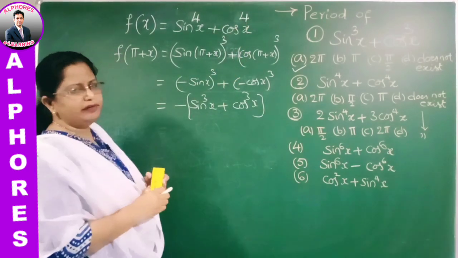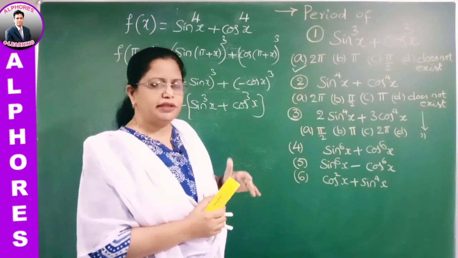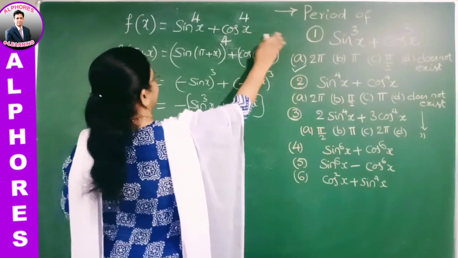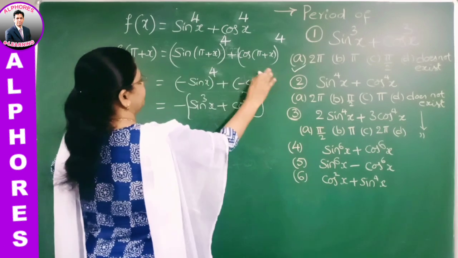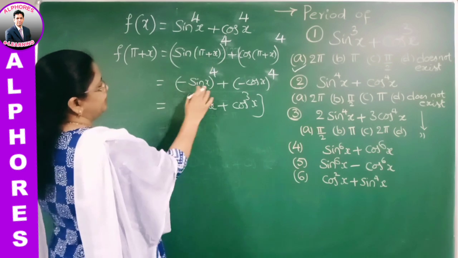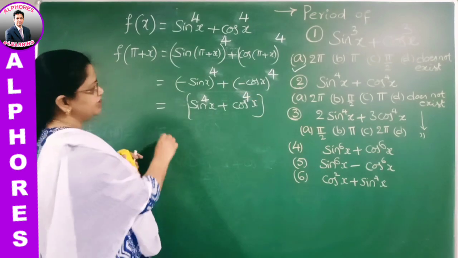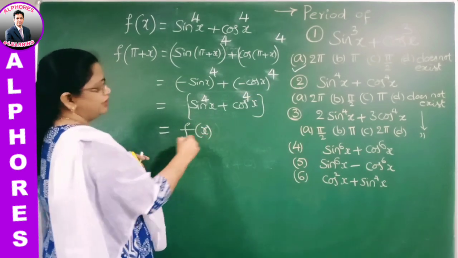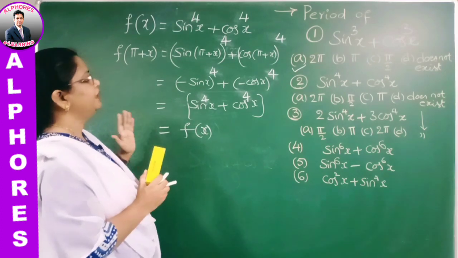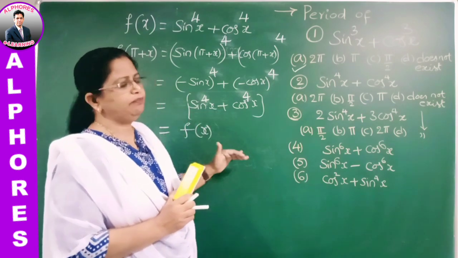Next, again our observation: anyhow 2 pi is satisfying undoubtedly, but the next observation is pi. If I take pi here, as these are even powers, you get minus sin x, that is sin of 180 plus x, whole power 4, and therefore this value you got is nothing but f of x. Therefore, when f of x plus pi gives f of x, you can understand that not only 2 pi, but pi is also satisfying the same thing.